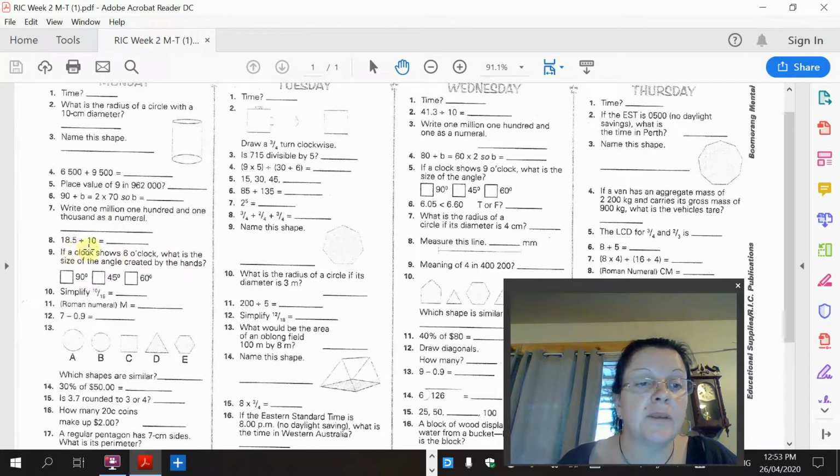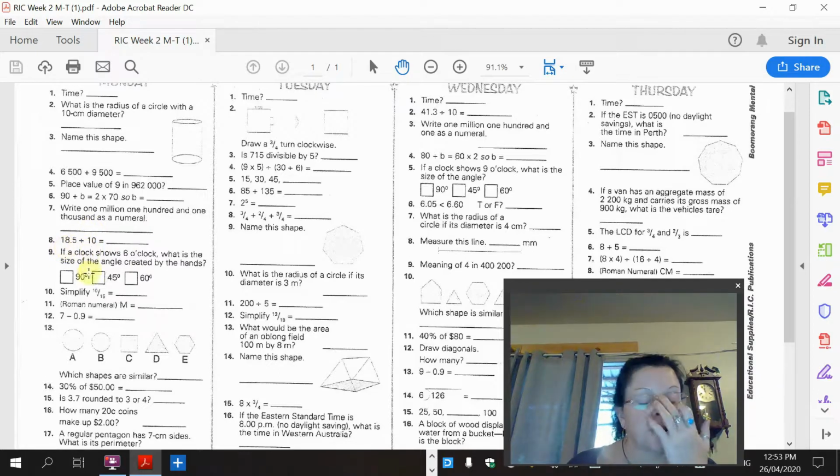So 18.5 divided by 10. Now don't forget, if we multiply by 10, we jump the 5 that way because there's 1 zero, but we're dividing, so this time we jump the 8 to the other side of the decimal. So the answer is 1.85.